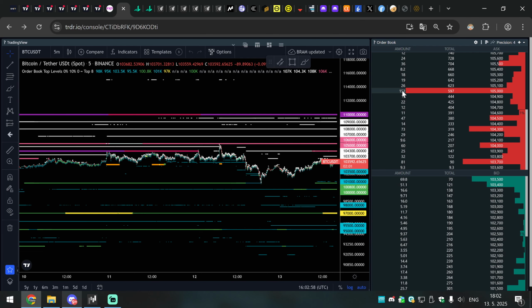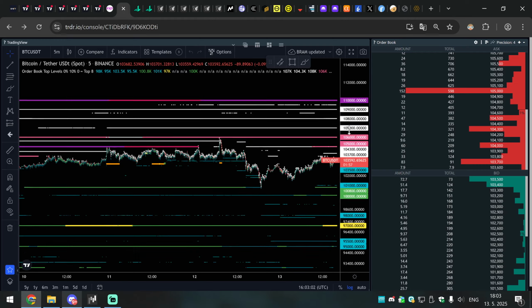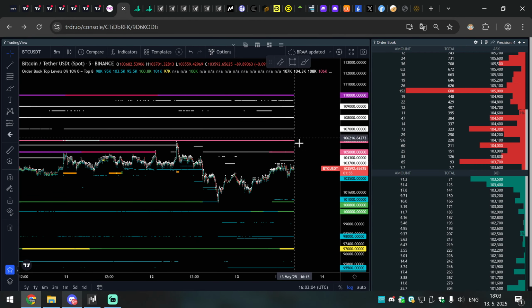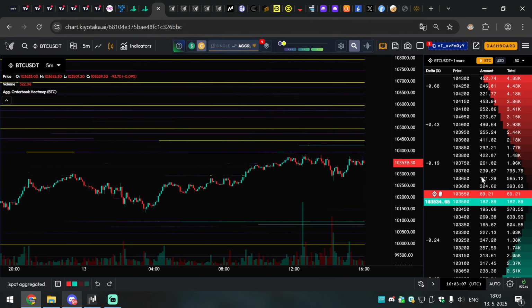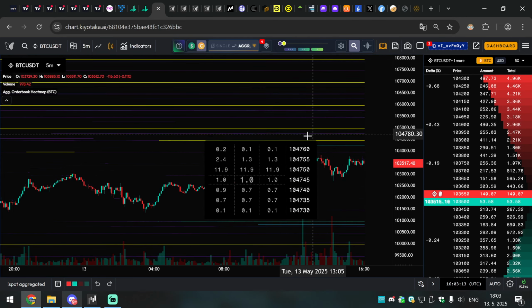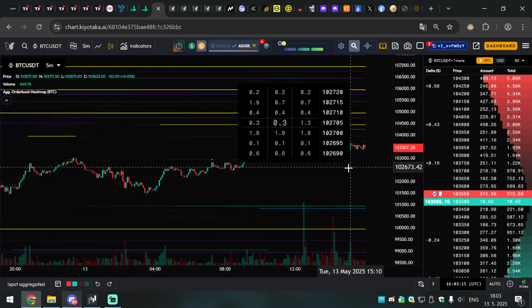So you now see 100,005 is defended by 152 bitcoins. I like it like this. It's very clean, and you see exactly how much is the wall. So now when we come here, it's not very clean for me to see. It's aggregating data by 50, but I still prefer TRDR for this. But you can keep this on.